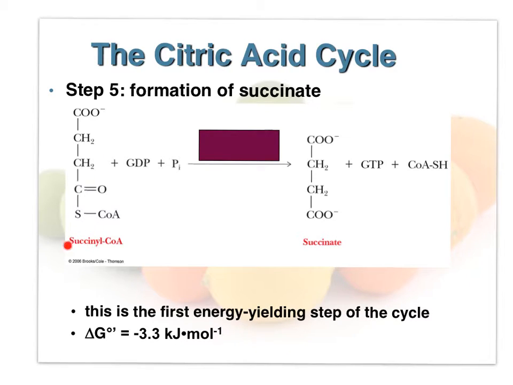Here we have succinyl-CoA, which becomes succinate. It utilizes a GDP to make a GTP. You get your coenzyme A back, so that way you can go on to do whatever acyl transfers, or it can be involved in like acetyl-CoA formation or succinyl-CoA formation.